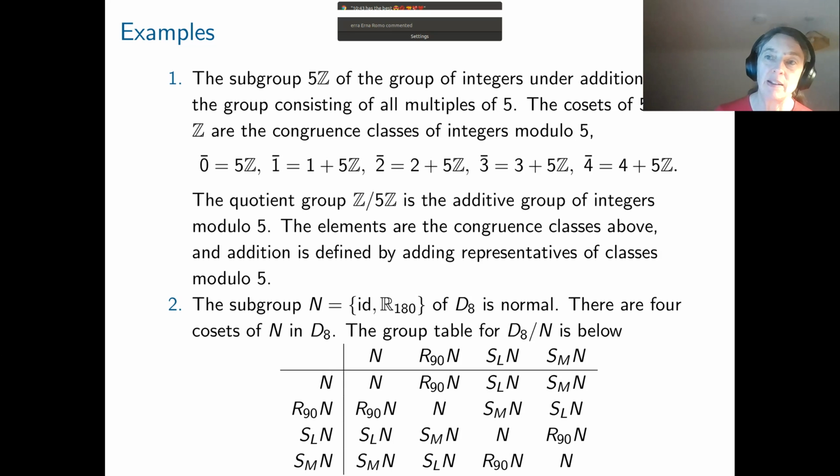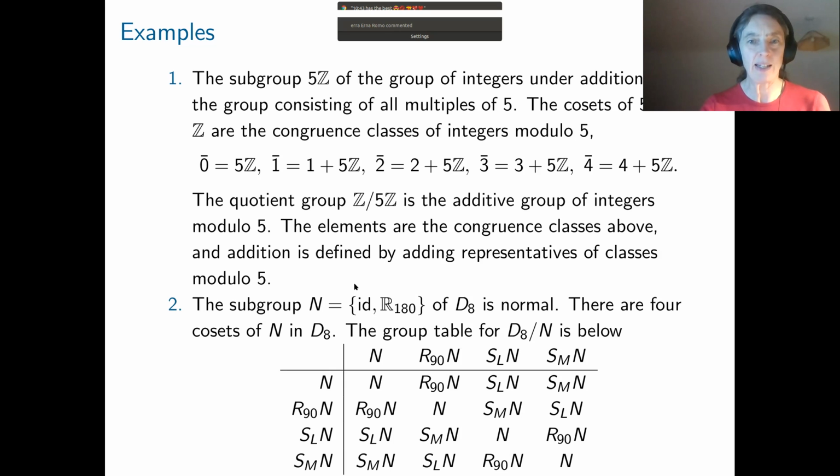The key point is the argument that we had in the last slide: when you are in this situation with a normal subgroup, you can define the multiplication of cosets in a way that operates consistently and independently of particular choices of coset representatives when you're doing the multiplication.